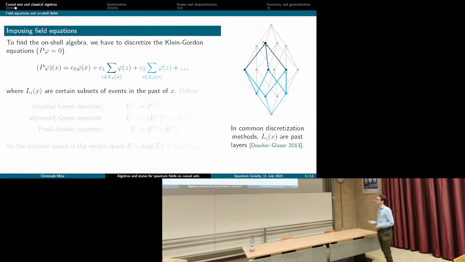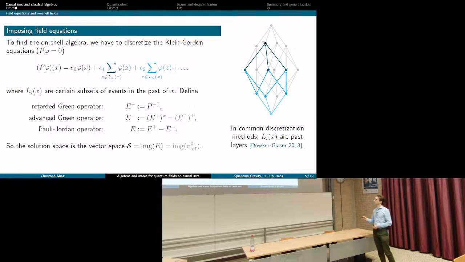And there are different approaches to that. But all of them usually boil down to taking several subsets and discretizing this in this way. And then once we have done that, we can actually invert this operator that we get. So essentially, this is just for a finite setting here. It's just a matrix, so we invert this matrix, and this gives us the retarded Green operator.